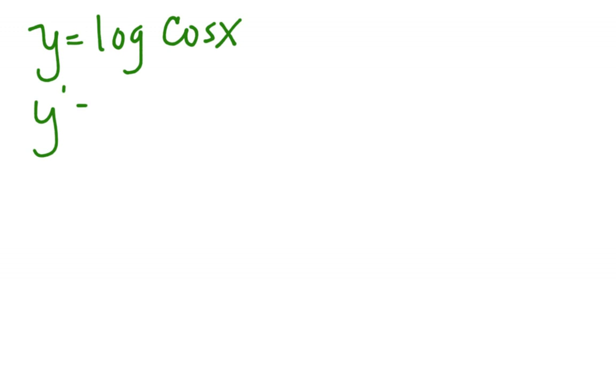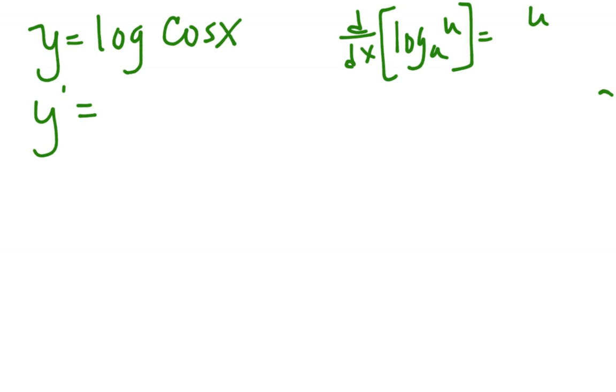Here's an equation. Y equals log cosine x. And you're asked to find the derivative. So what do I do? Well, I can have that formula memorized, right? The derivative of log base A of u. I can write it like this, u prime all over ln A times u. So if I have the formula memorized, then it doesn't get much easier.